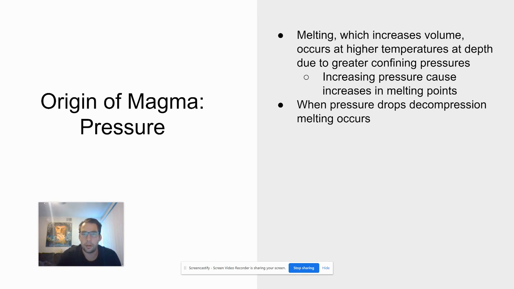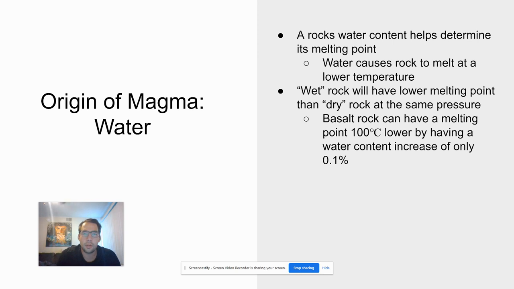Pressure, so melting involves an increase in volume. So as we get higher and higher pressures, we can go higher and higher temperatures. If all of a sudden pressure is taken away, that rock that is really hot now has the capability of melting and creating magma. And lastly, we have water. So if water is in rock, it lowers the melting point of that rock. So if there's any water in the rock, it's going to lower the melting point significantly. As you can see, there's a melting point decrease of 100 degrees Celsius for just 0.1% water content.